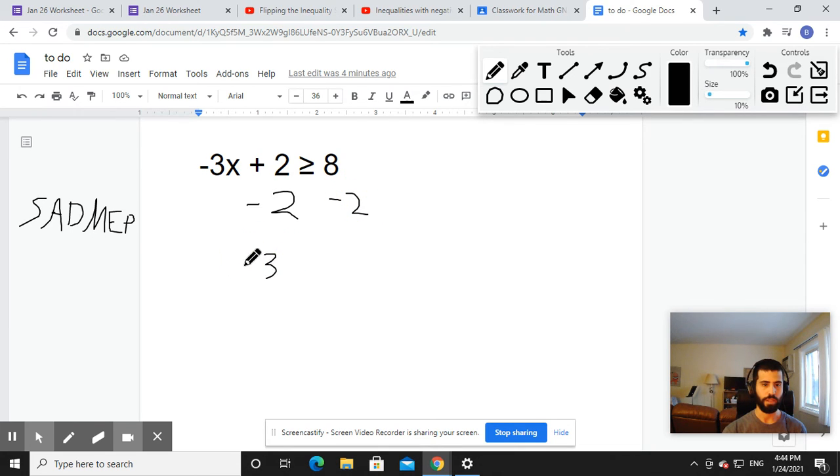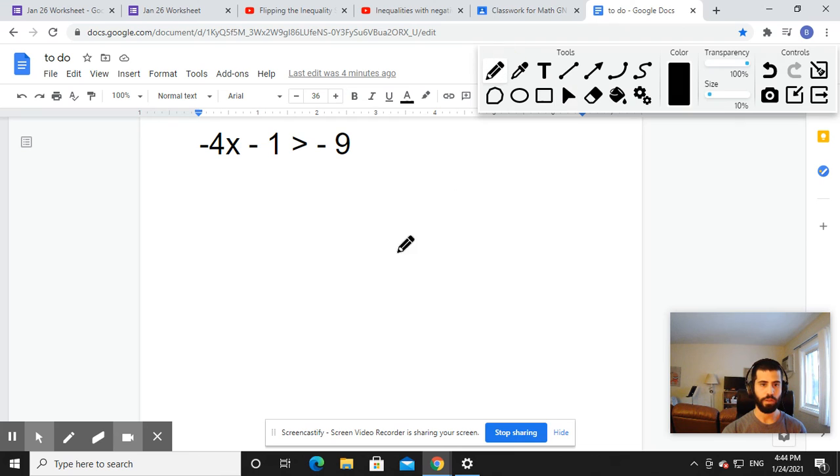End up with negative 3x is greater than or equal to 6. And now we're going to divide by this negative 3 to get the x alone. And that means, since we're dividing by that negative, don't forget, you've got to flip that sign. So x is less than or equal to negative 2.